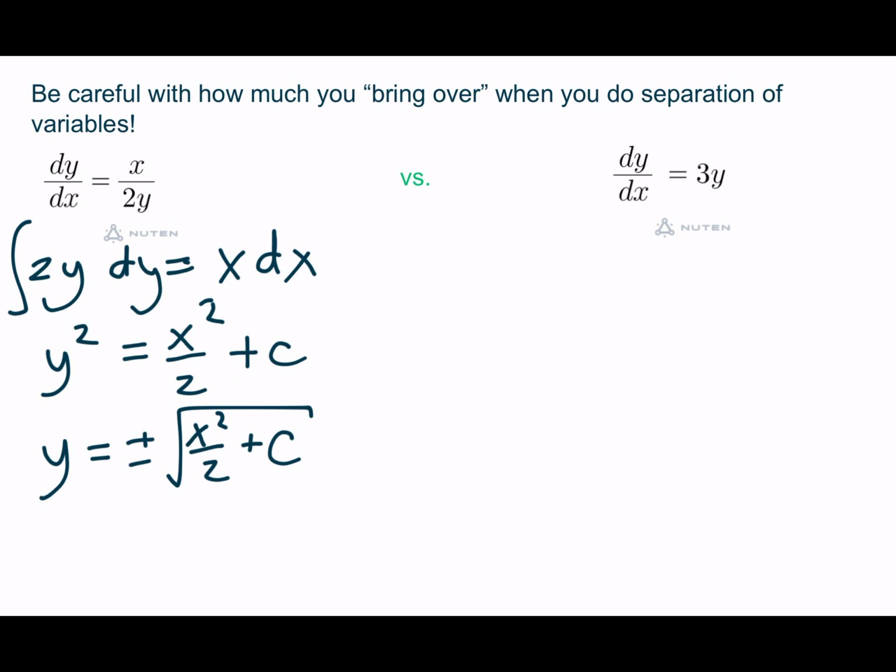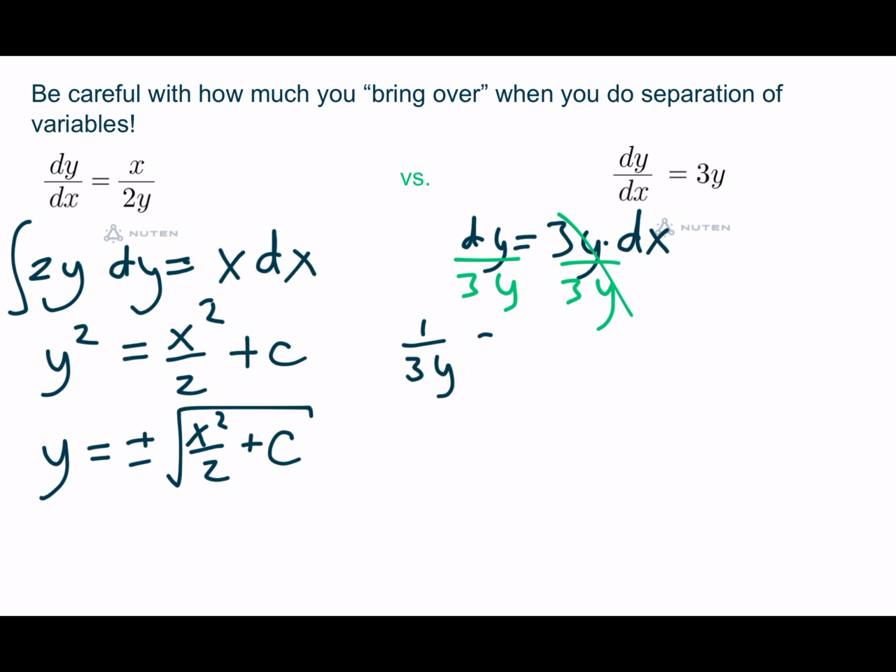Okay, on the second problem, if I bring over all of that 3y, first of all, I'm going to multiply by the dx first, just so you can see what that's going to look like. So dy is going to equal 3y times dx. Okay, and usually our next step is, I'll divide it by 3y. So if I divide both sides by 3y, they're going to divide out over here. And this side I'm going to write as 1 over 3y dy equals dx.